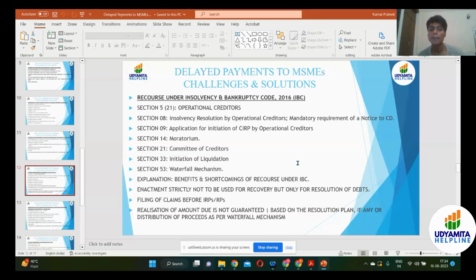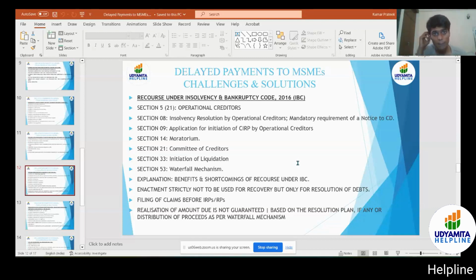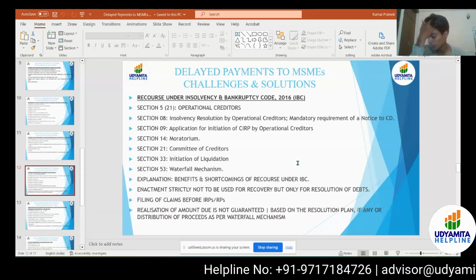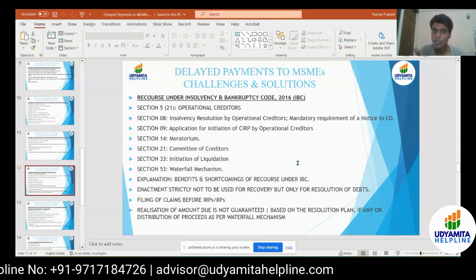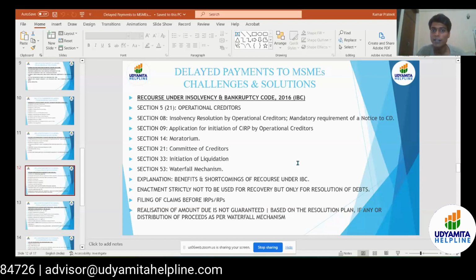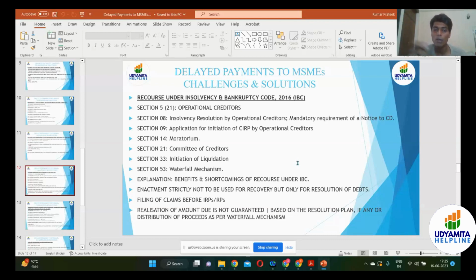And now what happens is, in the CIRP, all the claims would be collated. The IRP would invite the claims from all the claimants that are present against the company, right? So let's say Centex, which already went into CIRP. The IRP of Centex would invite claims from all the claimants that Centex has, right? From all the claimants who ask money from Centex, right?